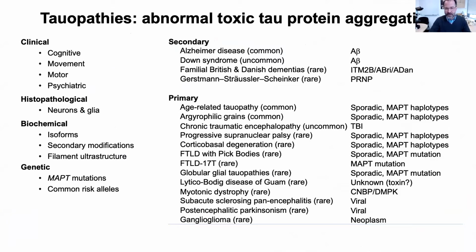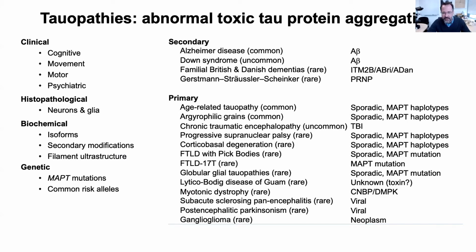I'm going to talk today about tauopathies. This is what I've been obsessed with for the past 21 years of my life, and I'm going to explain why I've become so interested in them. There are a whole bunch of neurodegenerative diseases that are associated with abnormal toxic aggregates of the tau protein in the brain. Depending on how you classify them, there are over 23 different brain diseases.